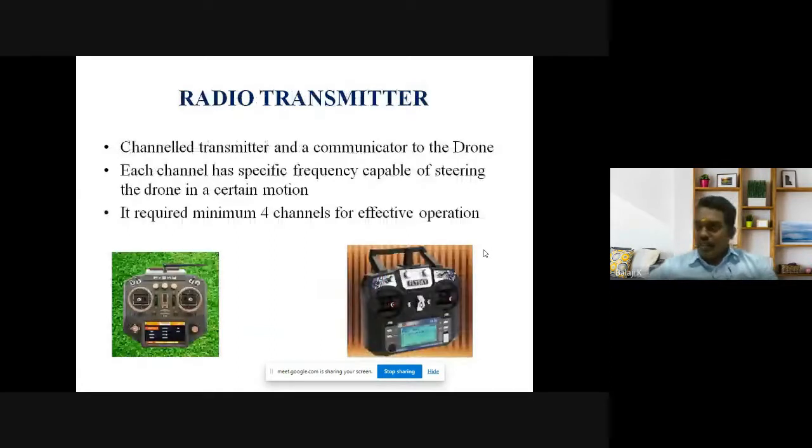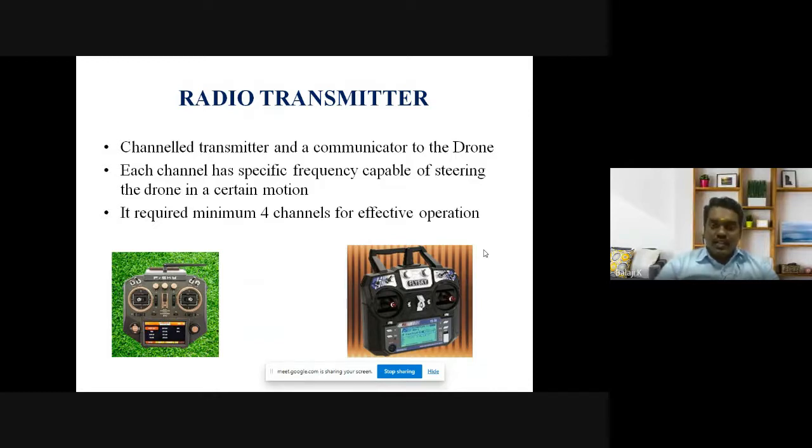Next component is a radio transmitter. The pilot will have the radio transmitter in his hand, and he will give instructions to the drone by using this radio transmitter only. It has channeled transmitters and a communicator to the drone. Each channel has a specific frequency capable of steering the drone in a certain motion. Suppose you want to do takeoff or landing, or move forward, backward, or keep the drone at one location, everything will be achieved by using this radio transmitter only.